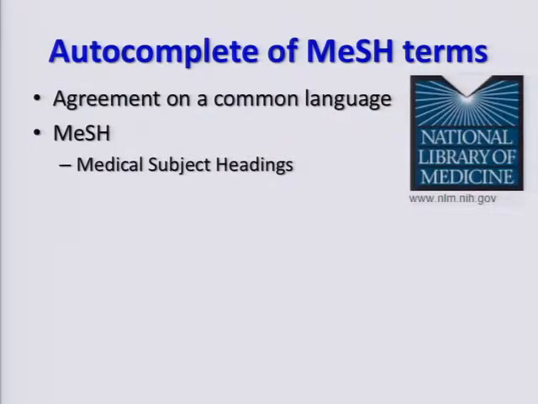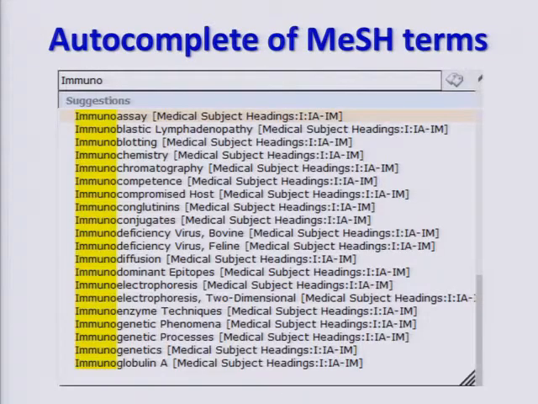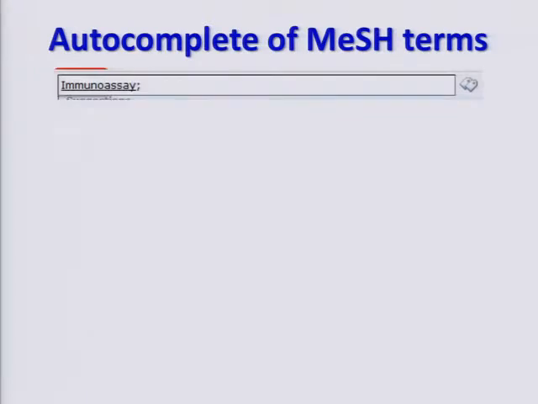MeSH terms, once again, common terminology for everybody to use, in this case, the Medical Subject Headings. We have a line in the form that says MeSH, so the faculty would go in and basically type in a word or a key term related to the particular learning activity. I started typing in the word immuno, and there's this autocomplete function where you see any word in the database that has the first letters immuno, and then I can select, okay, this lecture is going to be on immunoassay. So I can click on that particular term.